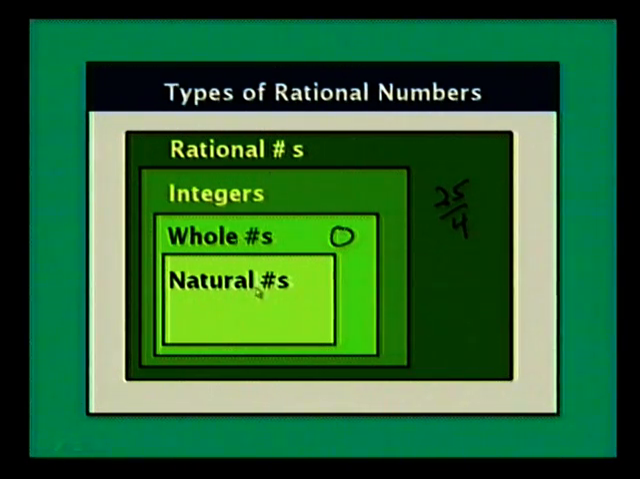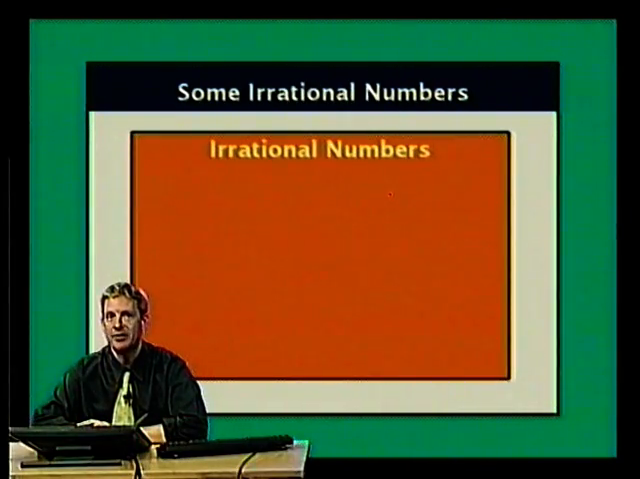But I'm saying 0 is not a natural number. The natural numbers, that's 1, 2, 3, etc. The numbers that are integers but not whole numbers or natural numbers are the negative natural numbers: -1, -2, -3, etc. Let's talk about a couple irrational numbers.